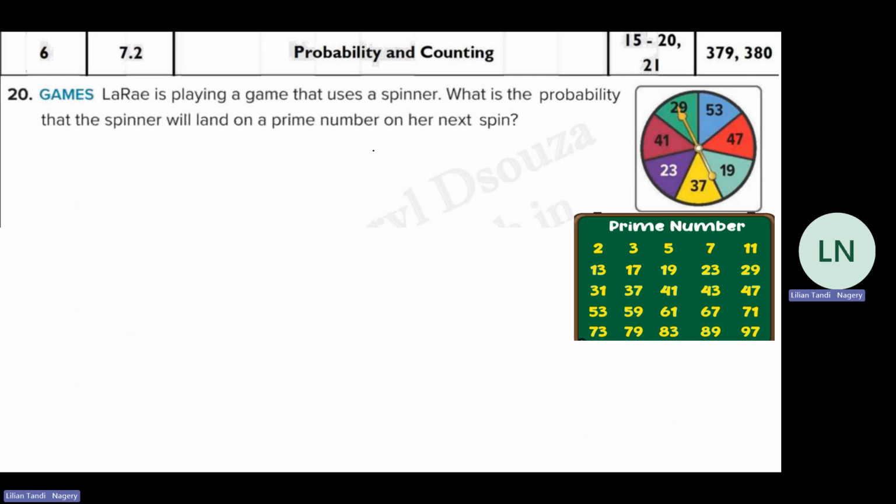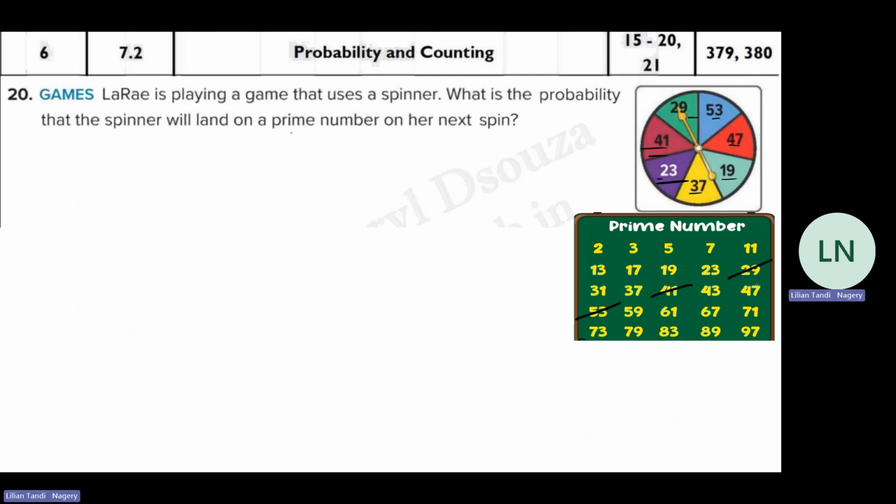Larray is playing a game that chooses a spinner. What's the probability that the spinner will land on a prime number? All these numbers are prime. You should know your prime numbers. Oh, they gave you this chart over here. Okay. 29 is here. Where's 29? 29 is there. 53 is here. 41 is here. Why did they give you this? You should know your prime numbers.